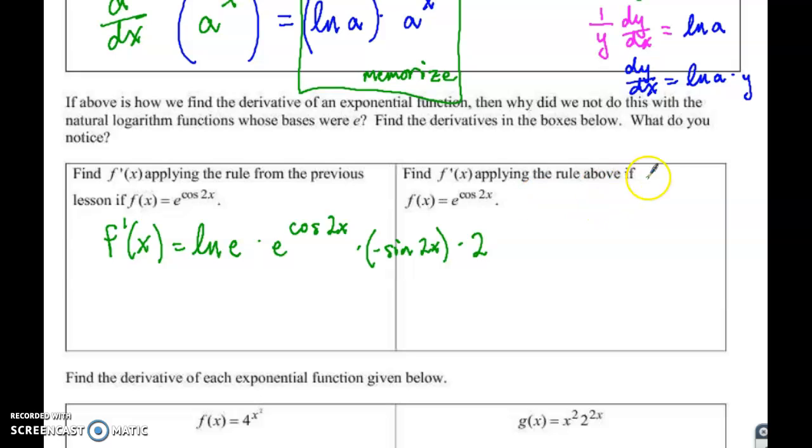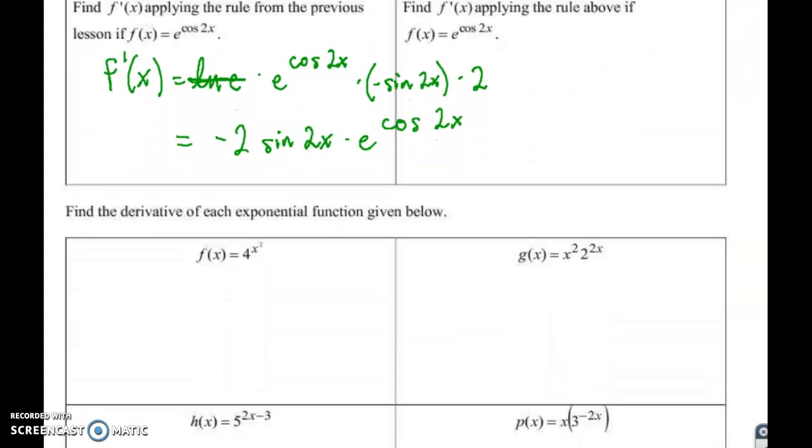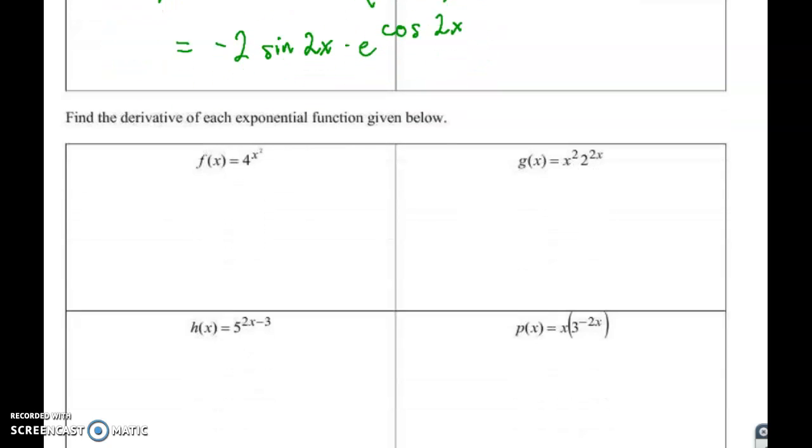And you would get the same answer if you did it with the new rule, because the natural log of e will cancel, or if you did it from the previous units. So we're looking at negative 2 sine of 2x times e to the cosine of 2x for any of those problems. So let's get a little bit fancier. Sorry, if you need to pause, please pause and make sure that you understand what we're talking about.